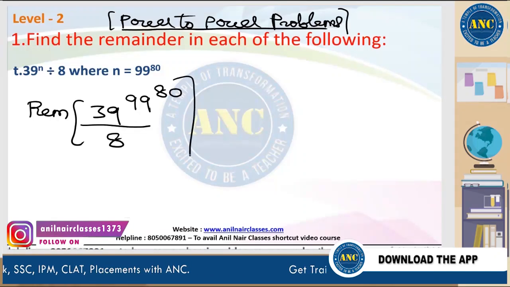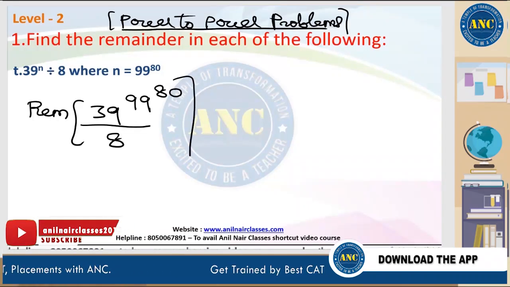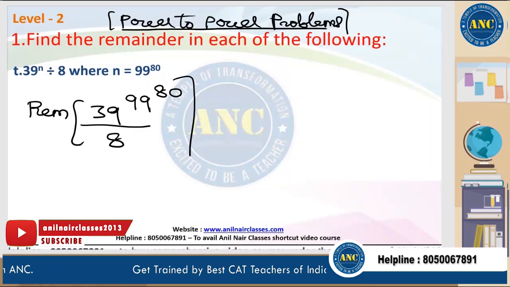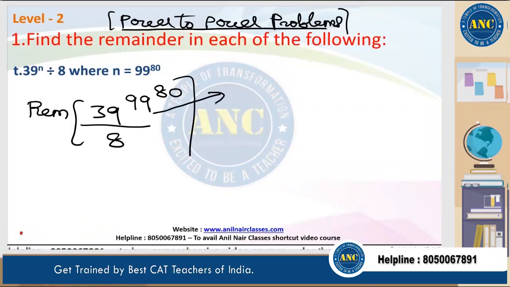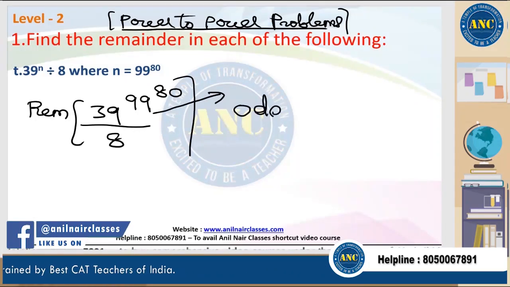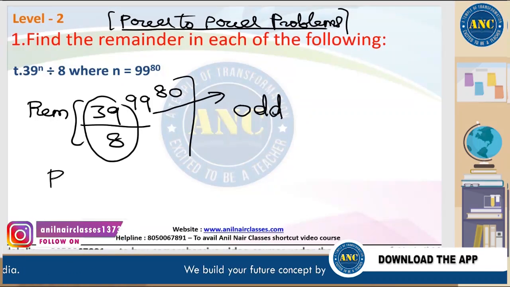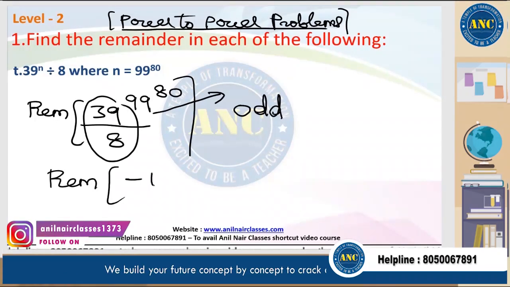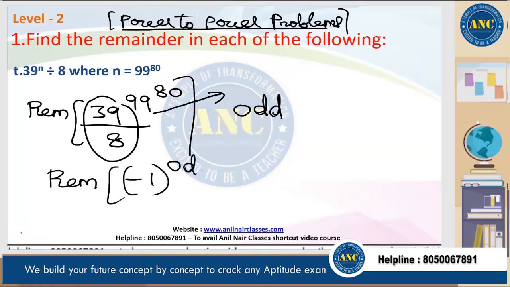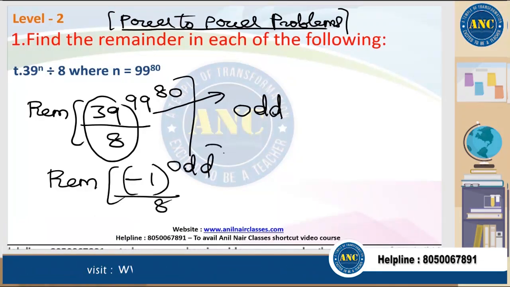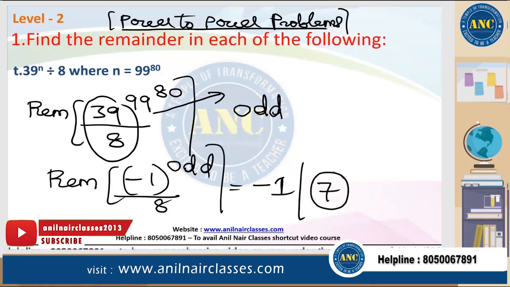Yesterday in the class I discussed, when there is a power to the power, take from bottom to top. 99 is odd. Odd power any number is odd. 39 by 8. 8 5s are 40, which is minus 1. Minus 1 power odd number divided by 8 is nothing but minus 1. 8 minus 1 is 7.